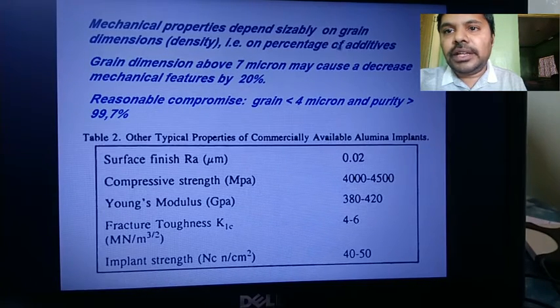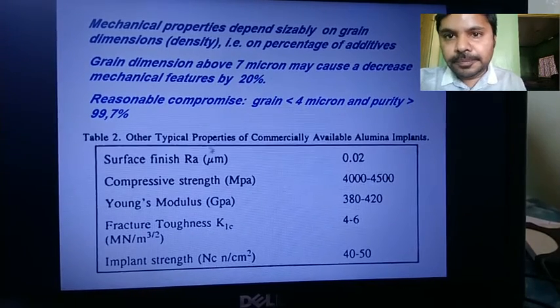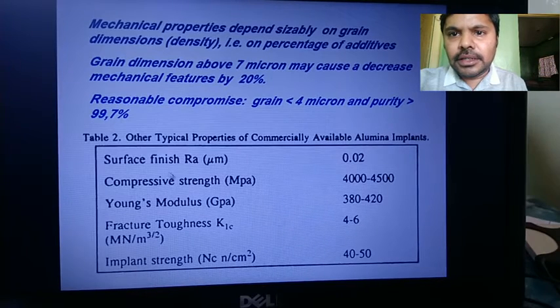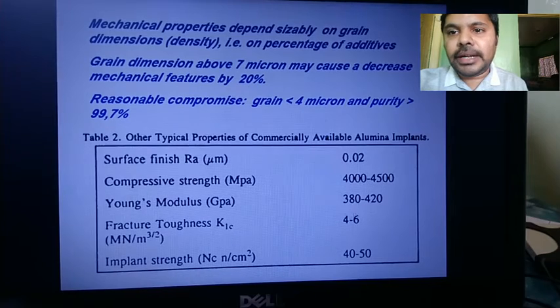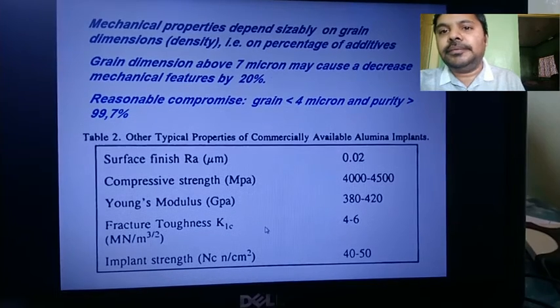We have seen clearly what is meant by grain in the first unit. The 7 micron will affect the mechanical property. If it is 4 micron, the property will be very good. Along with this grain size, there are other mechanical properties: surface finish, compressive strength, Young's modulus, fracture toughness, implant strength. These will also affect the mechanical properties. The value should not exceed the ISO standard for better performance.